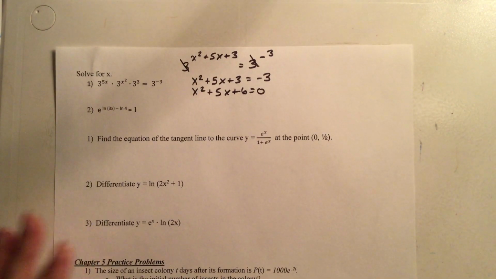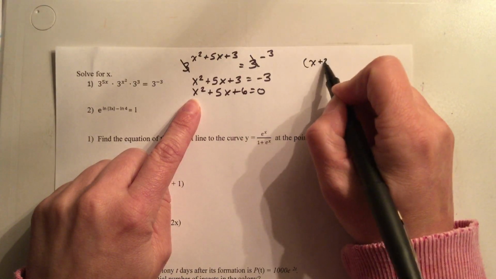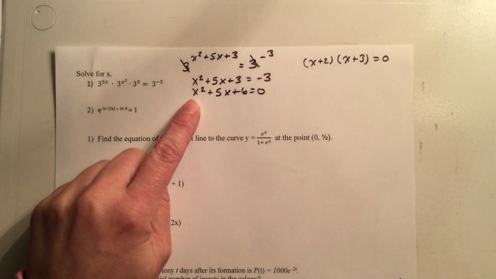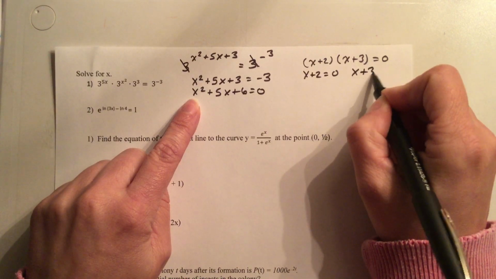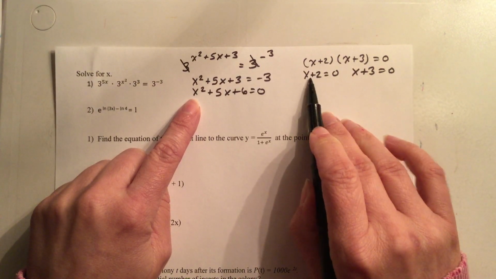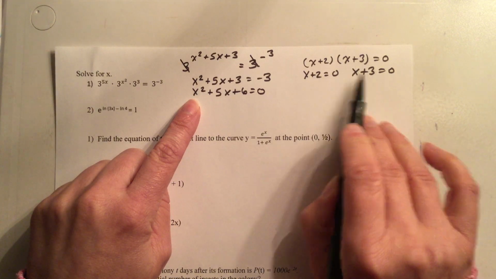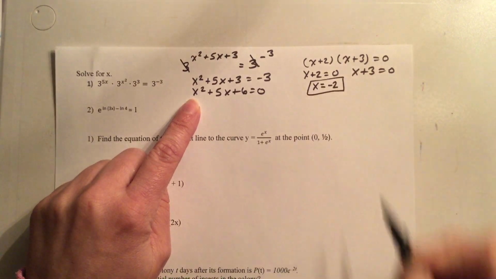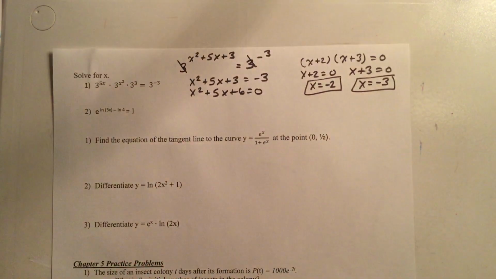I can factor this. 2 numbers that multiply to 6 and add to 5, well, that's 2 and 3, because 2 times 3 is 6, and 2 plus 3 is 5. So now to find the solutions, you take each factored group. So I'm taking x plus 2, I set that equal to 0. Take x plus 3, set that equal to 0. Now solve these equations, and those are your solutions. So the first one, I would minus 2. 0 minus 2 is negative 2. The second one, I would minus a 3. 0 minus 3 is negative 3.